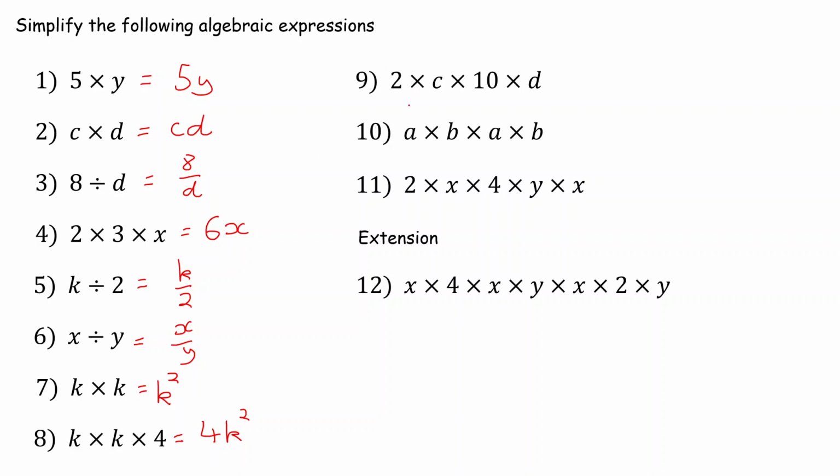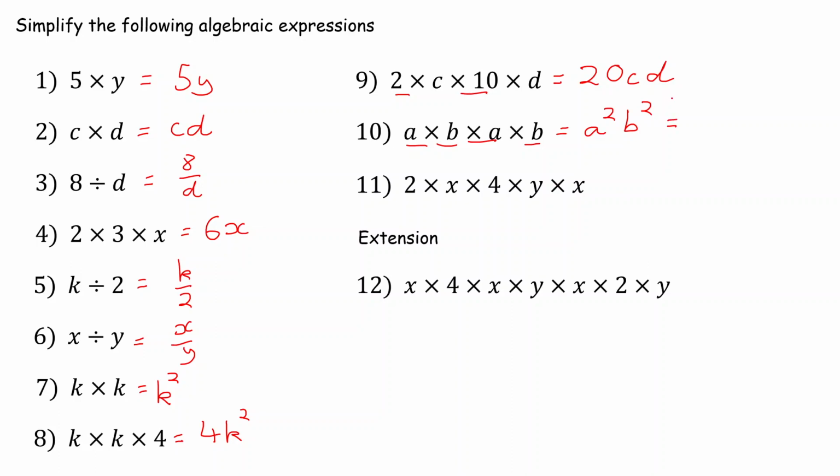Question 9, we've got 2 times 10. The number part, first of all, 2 times 10 is 20. Timesing it by c, so c, timesing it by d, 20cd. There we go. Question 10. A times A is A squared. You're timesing that by B times B. B times B is B squared. So A squared, B squared.